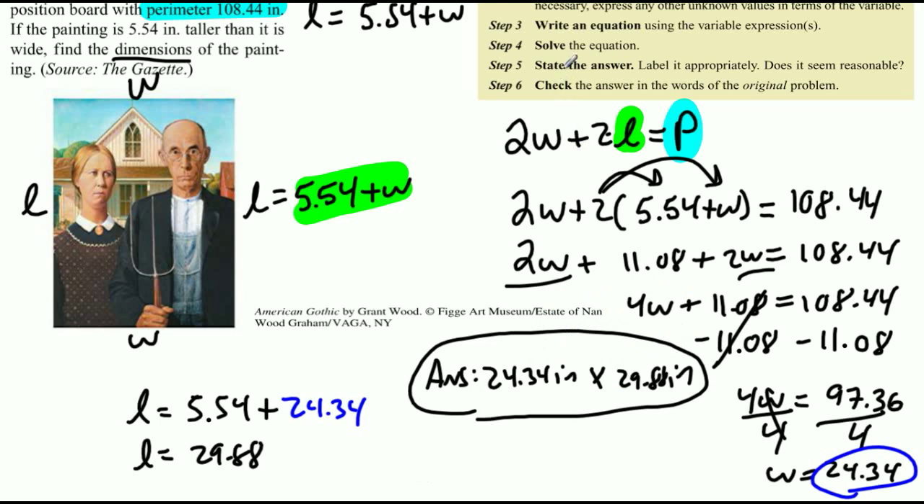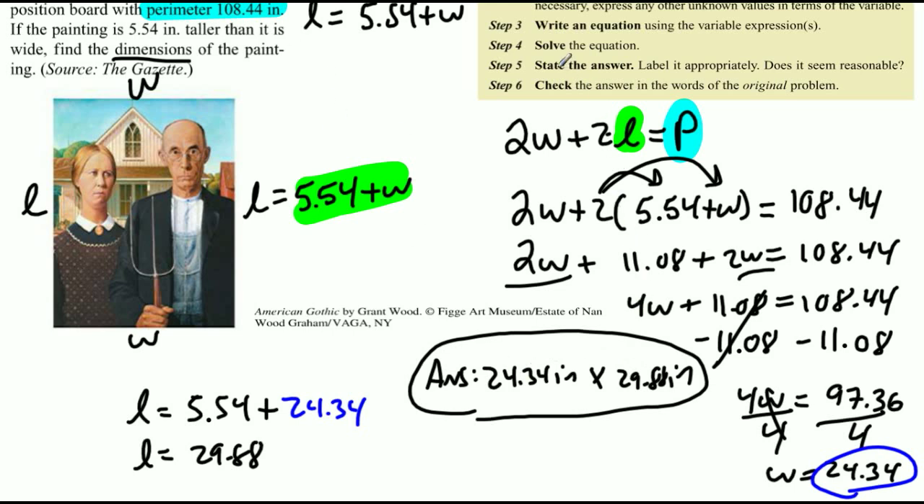In step 5, it says to state the answer and decide if it seems reasonable. How would you know if this seemed reasonable? Well, if you double this and double that, that should be pretty much 108. It will be 108, because that's the formula to find perimeter. So if I double, let's just say this was 30, so 30 and 30 is 60, and say this is 25, so that's 50, and 60 plus 50 is about 110. See how that's close to 108? Just by doing a little bit of mental math, we can say yes, this answer does make sense. It's not far out there.